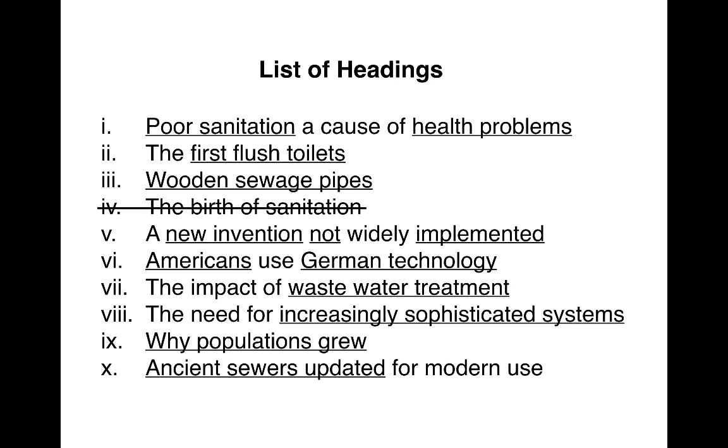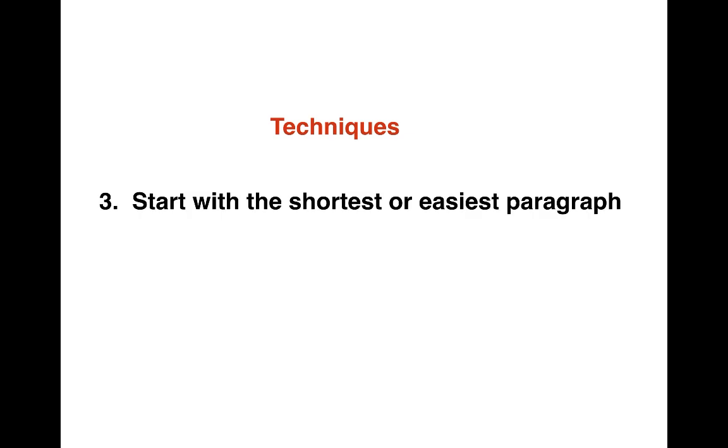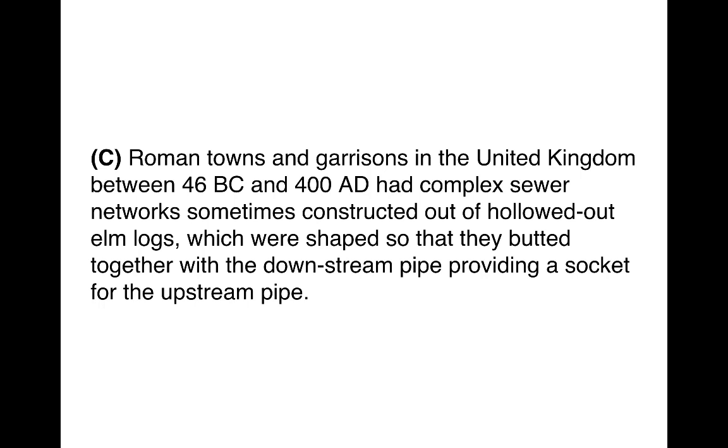Anyway, back to our techniques, and the next technique is start with the shortest or easiest paragraph. I'm going to say that that would be paragraph C. So let's look at paragraph C. Here it is, and we read it at normal speed and underline a few words to make sure we understand the meaning of the whole paragraph.